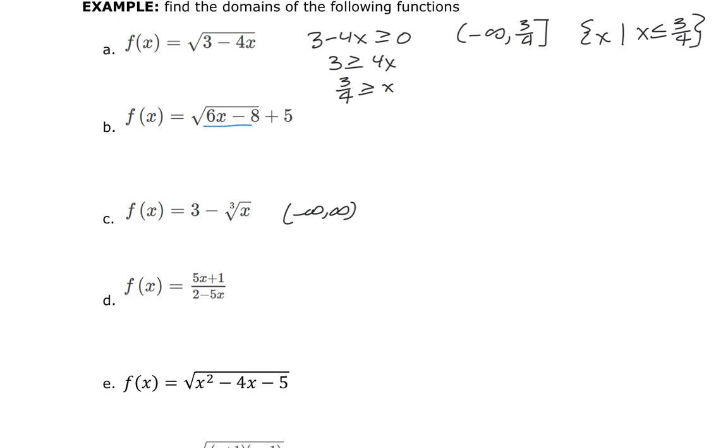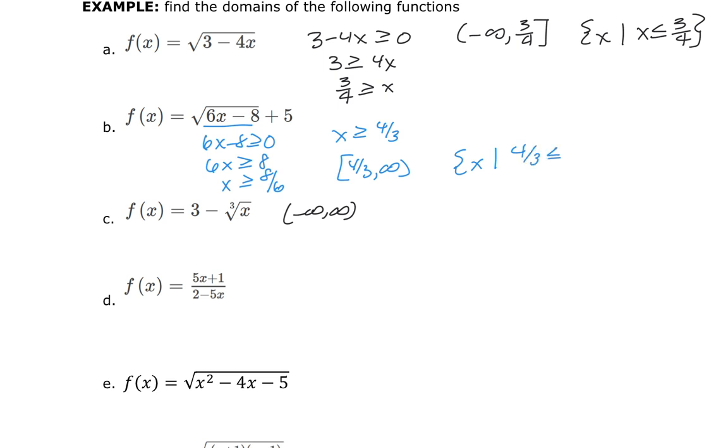On part B, the only thing I care about is the value underneath the square root. I don't care about the +5 because +5 will not bring any restrictions in, because adding a real number is going to produce a real number. So I just have 6x minus 8 has to be greater than or equal to 0. 6x has to be greater than or equal to 8. x has to be greater than or equal to 8 over 6. I'm already starting to reduce. So x has to be greater than or equal to 4 over 3. I'm going to write this as 4/3, comma, infinity. Or in set builder, it would be x such that 4/3 is less than or equal to x.